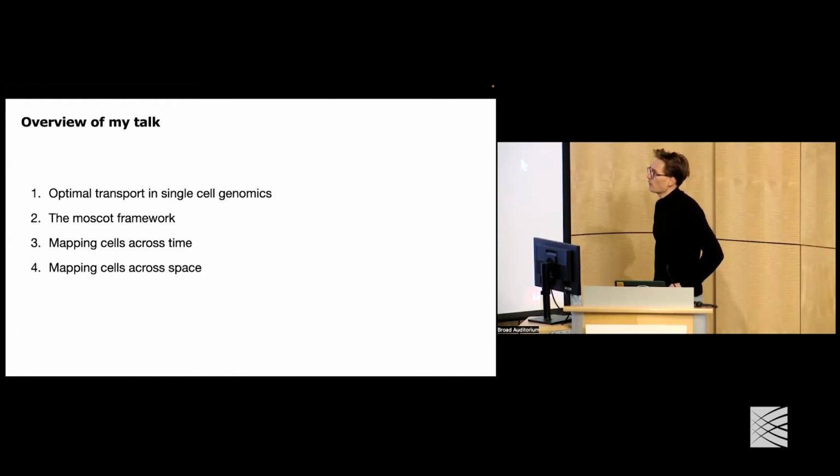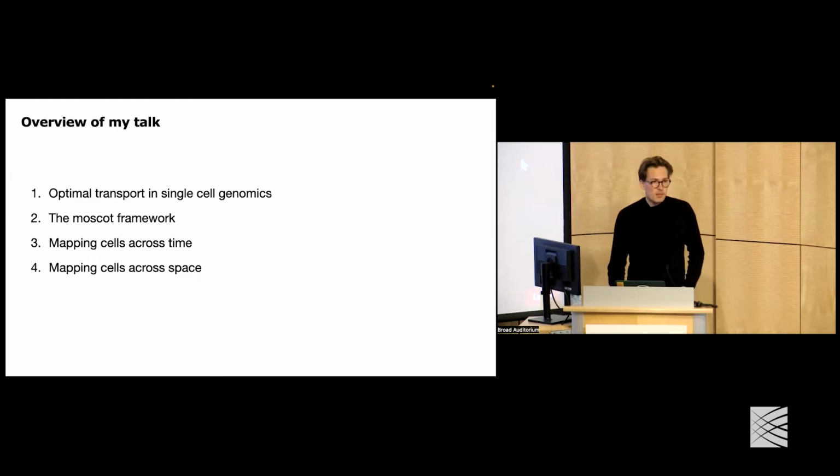The first one is an overview of optimal transport applications in single-cell genomics and current challenges as I see them. The second part is about our proposed solution, the Moscot framework. And then in parts 3 and 4, I go into applications of Moscot to mapping cells across time and space. So let's start with this first part.